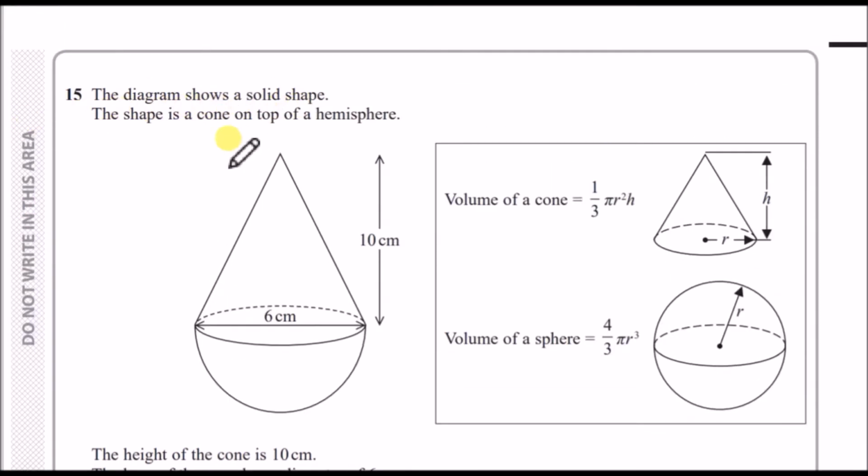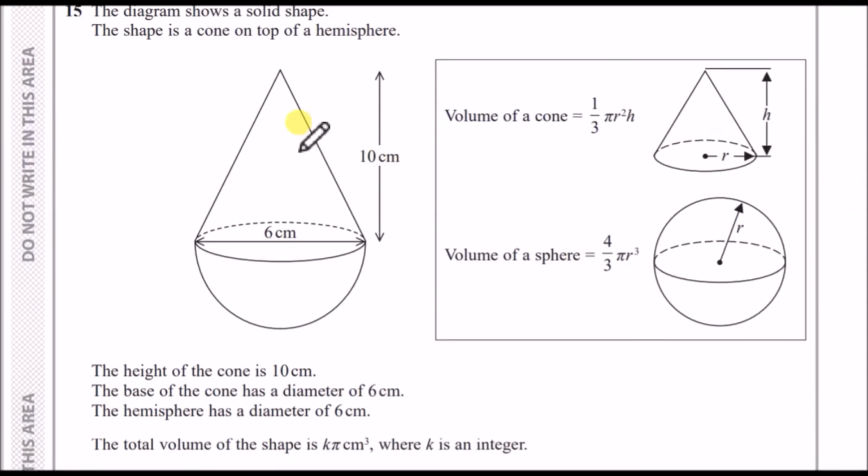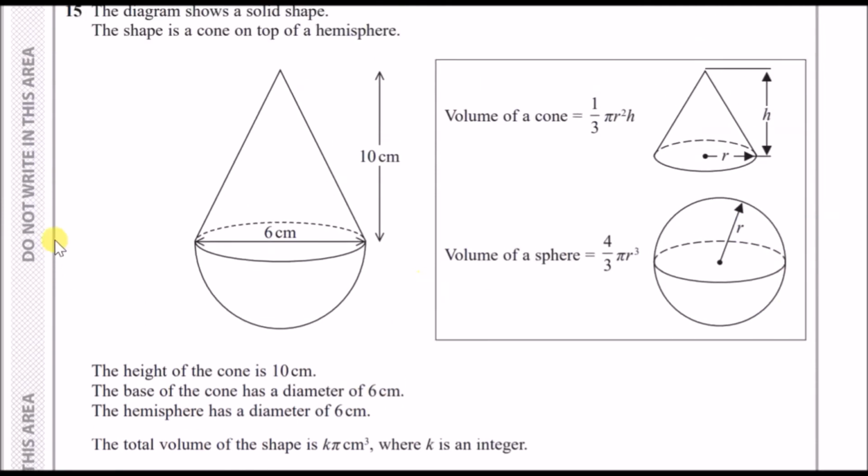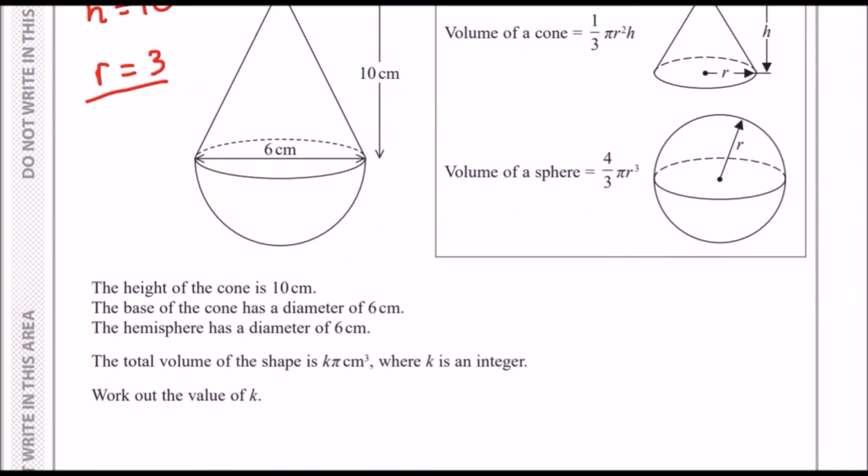So the diagram shows a solid shape, and the shape is a cone on top of a hemisphere. So guys, a hemisphere is just literally half a sphere, yeah? Okay. Now they give us the volume of a cone, and they give us the volume of a sphere. Because we've got a hemisphere, it's going to be half of that, yeah? Now according to the information, we've got a radius of 3, because if the whole diameter is 6, it's half of it. And the height is 10. And this is going to link to the info on the right.